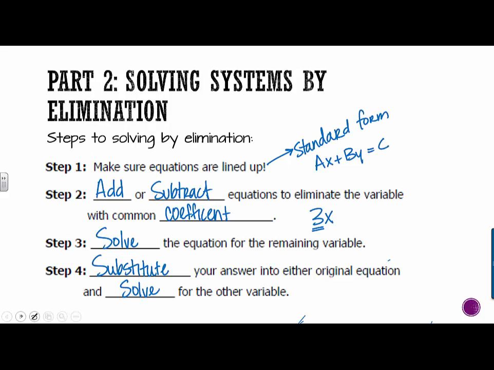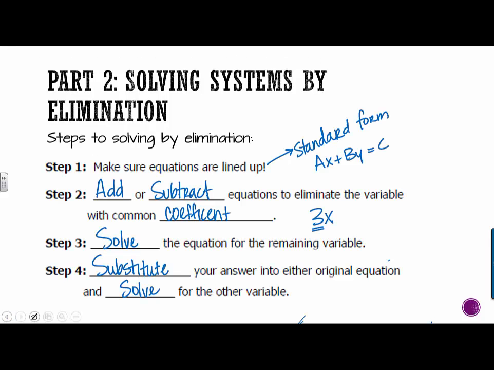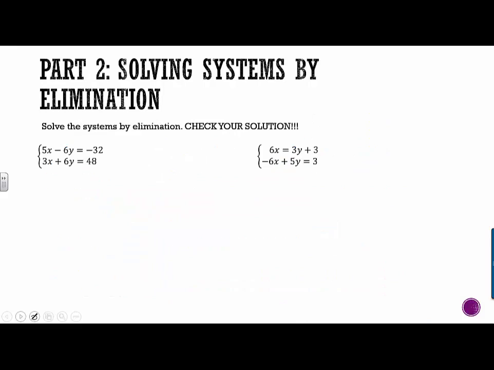So first thing, make sure your equations are lined up. That means x is on top of x's, y is on top of y's, equal signs in the same spot, and then plain old numbers in the same spot. So that's done. Next thing, add or subtract to eliminate the variable with a common coefficient. So if you look at these here, both of these y's have a 6 in front of them.